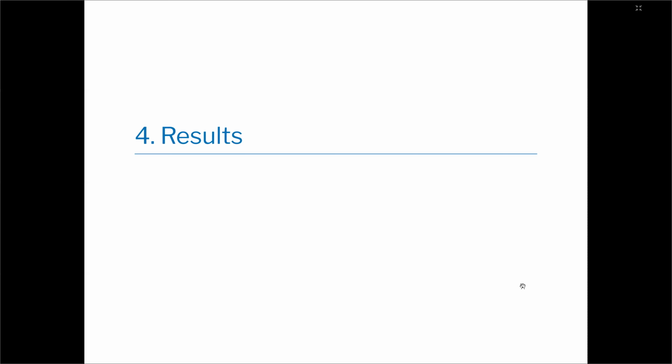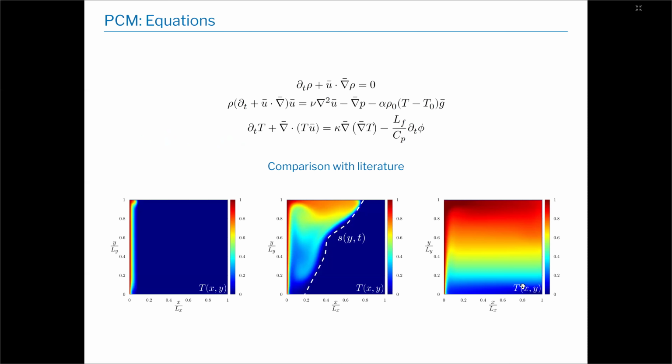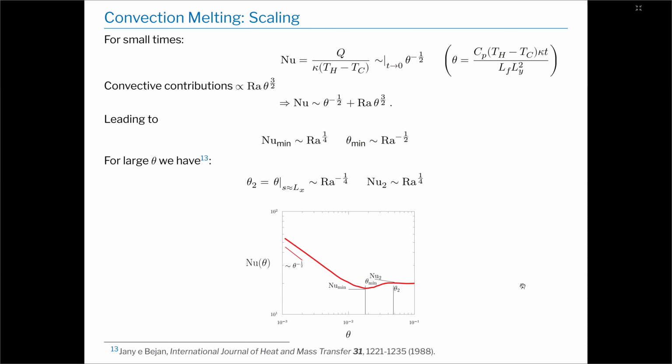Okay, moving on, we can simulate the complete system. So we combine both dynamics of temperature and melting. And here we do not have any analytical results, but we have some results in literature about some scaling laws. Namely, those are for the Nusselt number for small time. So we have that it goes like the inverse square root of the adimensional time.